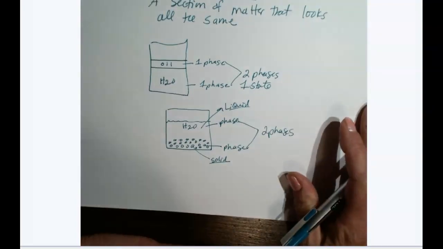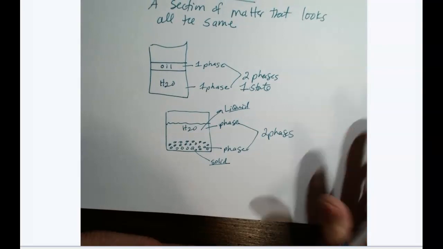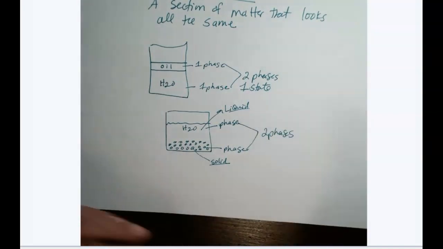So a phase of matter and a state of matter are 2 different things. A phase of matter is a section of matter that looks all the same, but a state of matter is going to be one of those states that I just talked about: solid, liquid, or gas. And that's going to be very helpful for one of your assignments today. So hopefully that clarifies the very end.